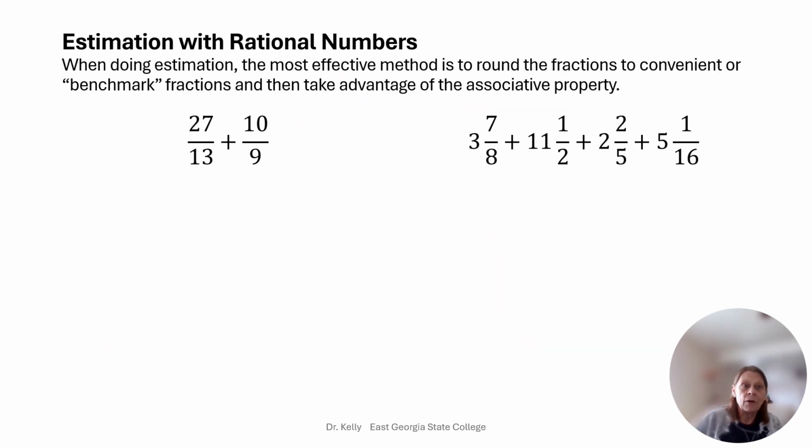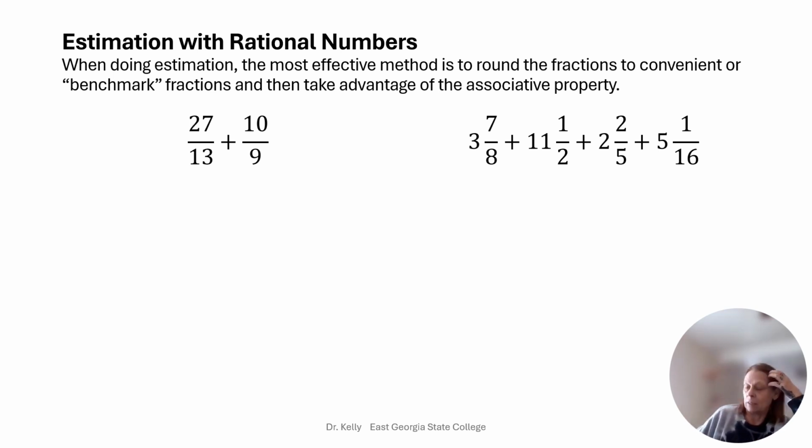Okay. And finally, let's talk about the estimation with rational numbers. The best way to perform estimation with rational numbers is to kind of round in your head, kind of like bring those numbers to the next benchmark number. Things maybe like a quarter, a half, 3/4, 1. Those would be those benchmark numbers that you're going to want to look at.